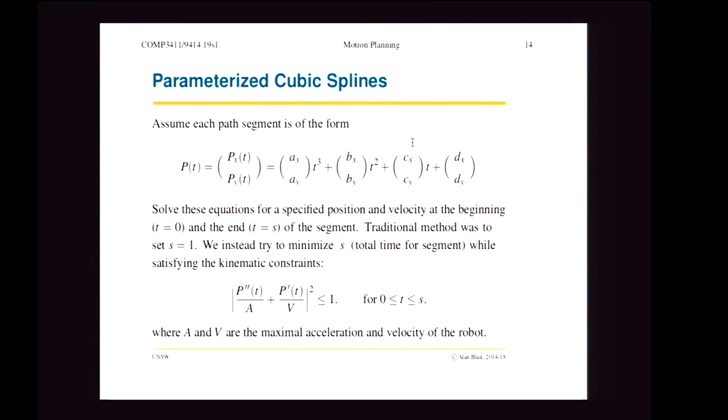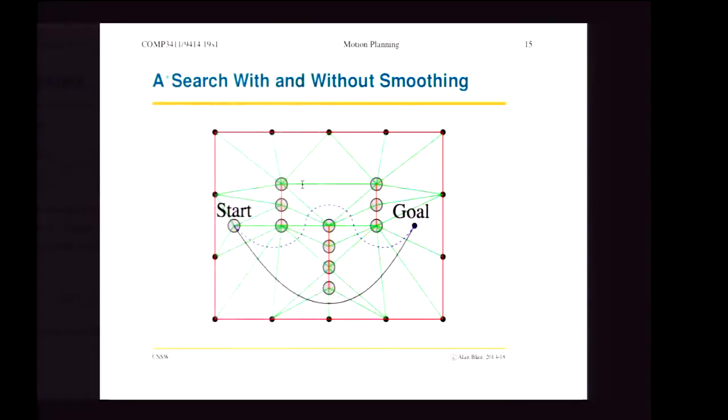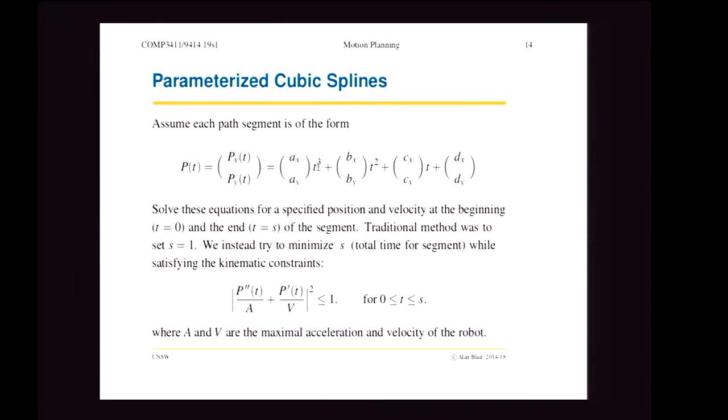So what does this mean? So x at time t is written as a times t cubed plus b times t squared plus c times t plus d for each of those little segments, and y is written in the same form. So if I write it in vector notation, I can write it like this. There's this vector times t cubed plus this times t squared plus this times t plus this.